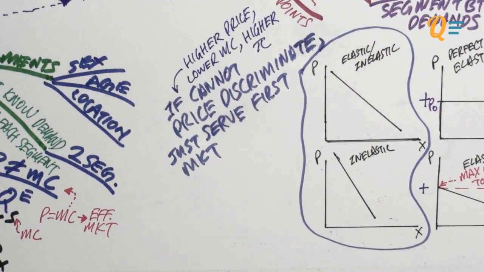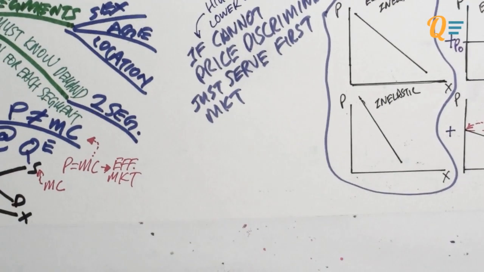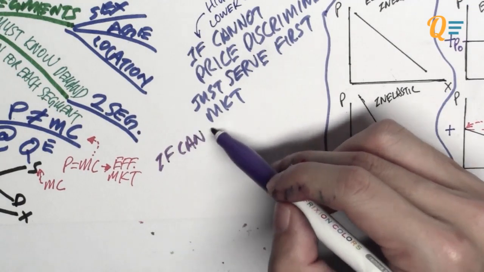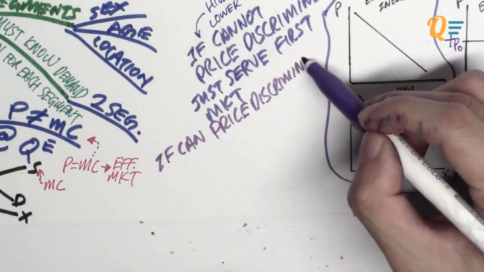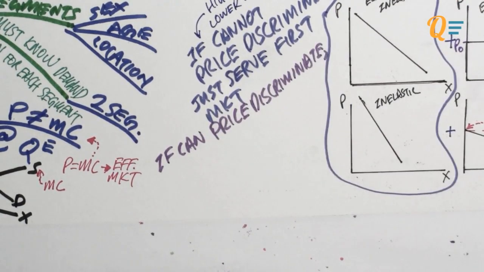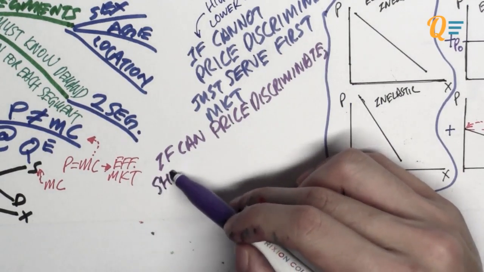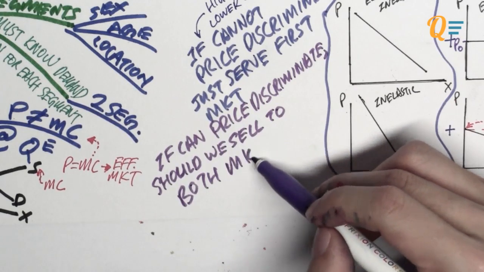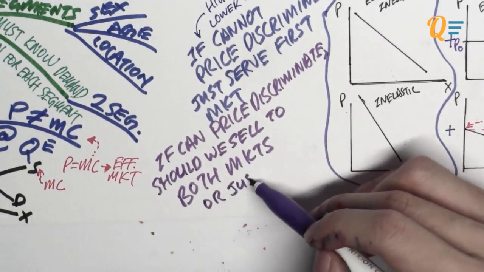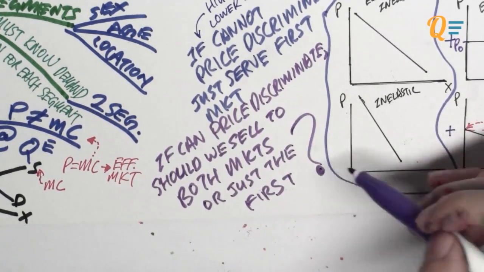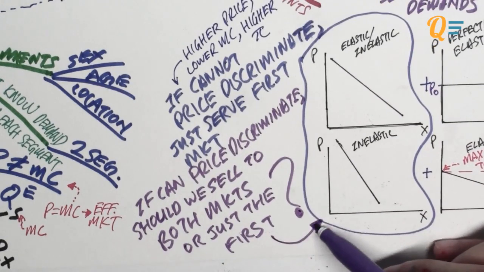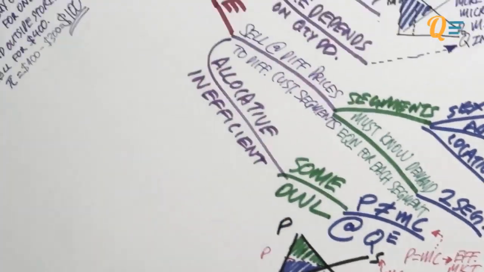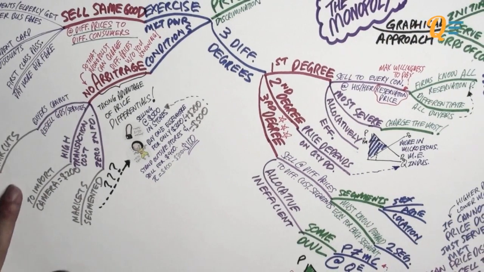Very obvious, okay? But now let's move on to the more interesting question. What if the monopolist can practice some price discrimination? Third degree price discrimination to be specific. So the question is, should we sell to both markets or just the first market? You will understand the reason why we ask this question when we go through the concept of the area of gain and the area of loss.